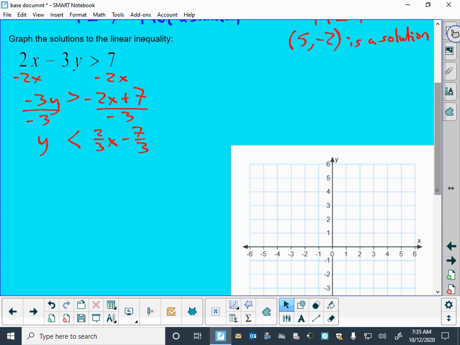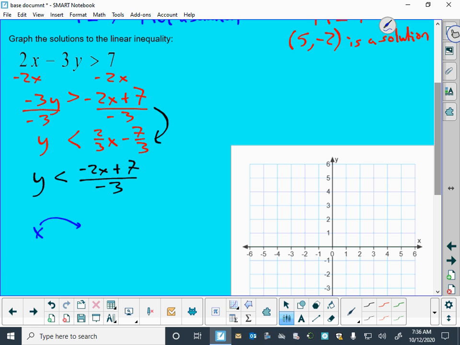If I wrote this, when I did this step from here to here and divided everything by -3, if I had left it looking like it was before, the -2x plus 7 and divided by -3, this would be a reasonable thing that I can make an arrow diagram for. So if you know me, you know about the arrow diagram. So I'm going to start here with my x, I'm going to multiply by -2 to get the -2x. We'll add 7 onto that, and then we will divide by -3.